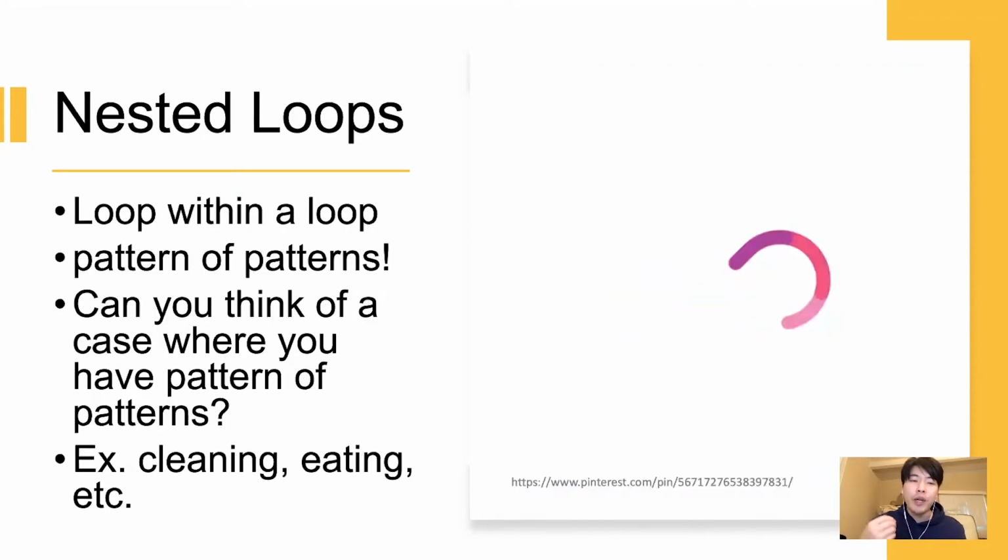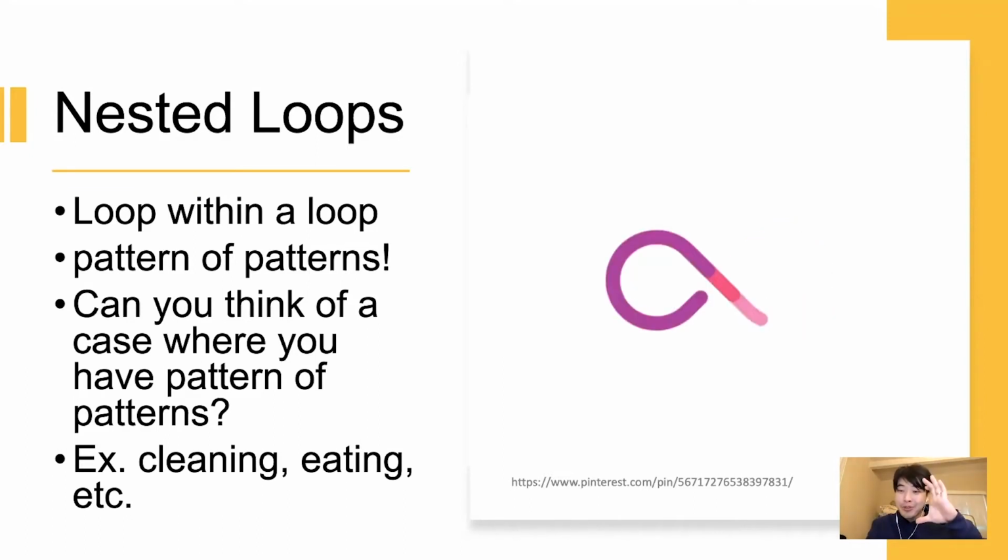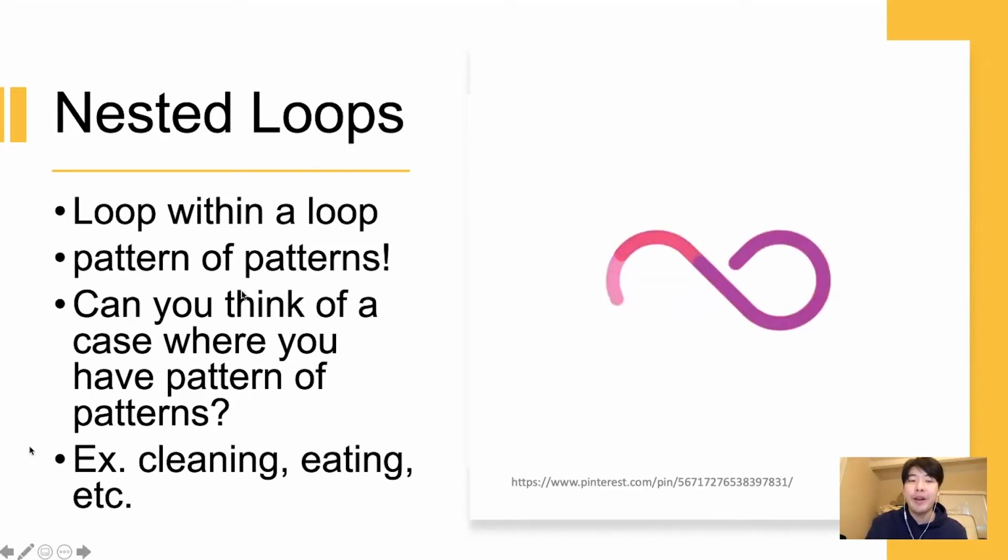So anyway, what are nested loops? A nested loop is just a loop within a loop, okay? So when you're looping through something, inside there's another loop. Now this nested loop does not have to be one level, it doesn't have to be two levels. It can be multiple levels, but it can get really dangerous if you go more and more in depth, okay? You can think of nested loops as a pattern of patterns, because it will loop within a loop.